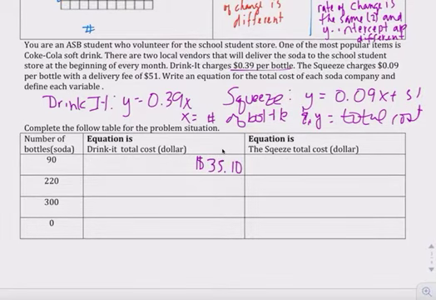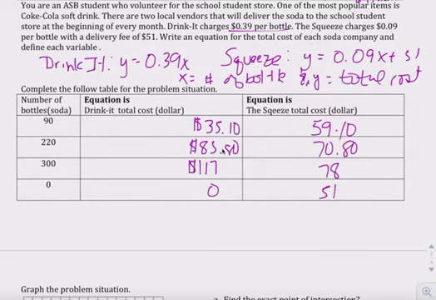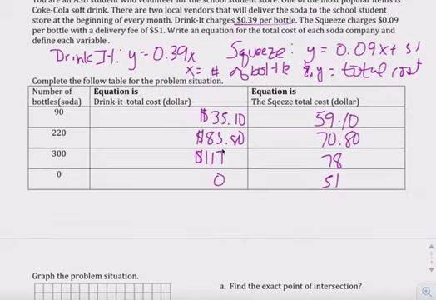And this you will get $35.10, $85.80, and $117.00. And right here you get $59.10, $70.80, 78, and 51. Use these to graph. So this one is 90, 35.10, and 220, 85.80, and so forth.